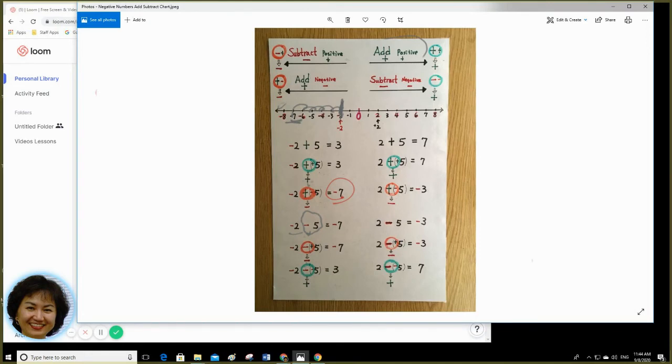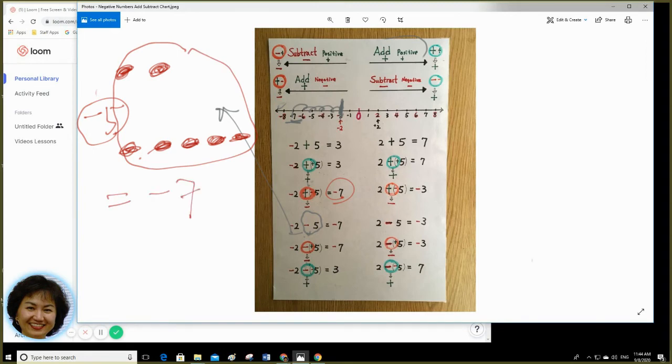So what does this mean? This means negative 2 subtract 5 means go back: subtract 1, subtract 2, subtract 3, subtract 4, subtract 5. So this together becomes negative 7. Now, this is negative 2 subtract positive 5. Subtract positive means subtract. So you just go negative 2 subtract 5. So that's still negative 7.